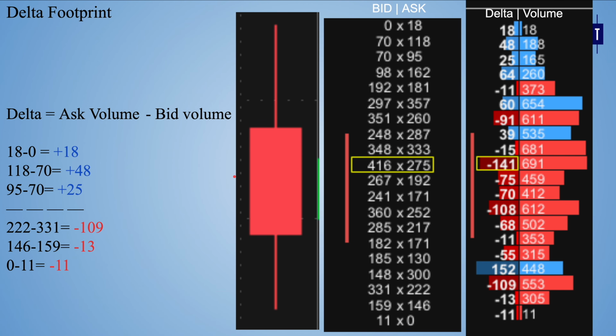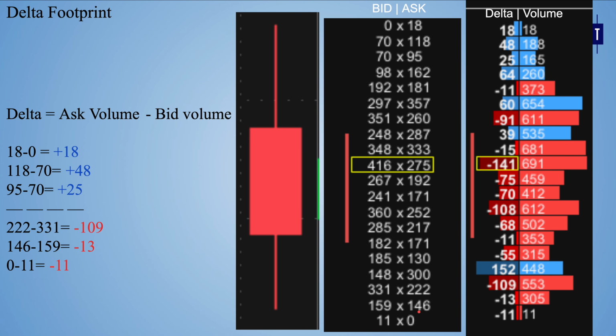Now moving down to the bottom here, from the bottom up, from this area right here, we have ask volume minus bid volume. 331 minus 222 gives us a delta of negative 109. Then 159 minus 146 gives us a negative delta of 13. And then again, 0 minus 11 gives us negative 11 delta.